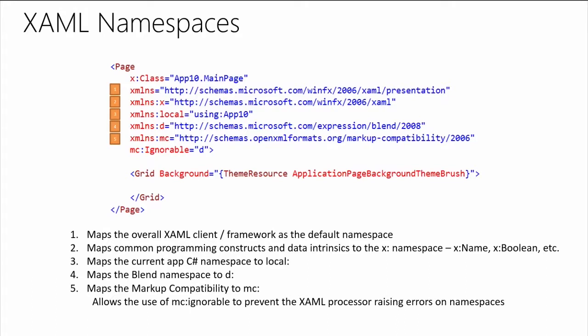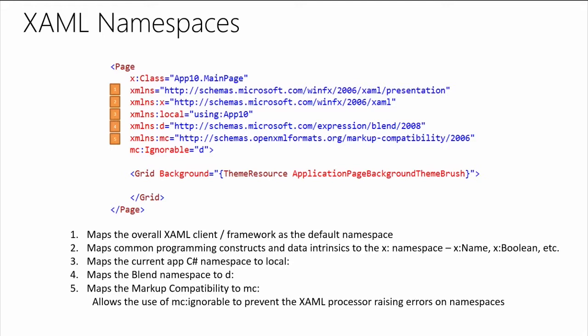And so the right partner with D then is MC. And MC is nice because, you can see right below it, it says mc:Ignorable equals d. And it basically allows us to use the D namespace, but ignore it when it goes into runtime. So that design width, design height, and even design data context are not emitted at all into a release of your application. They're only there for you to use at design time. So D and MC, or really the blend and then the markup compatibility, are all there for you at design time. And they all get stripped away because it knows what to do with it properly.